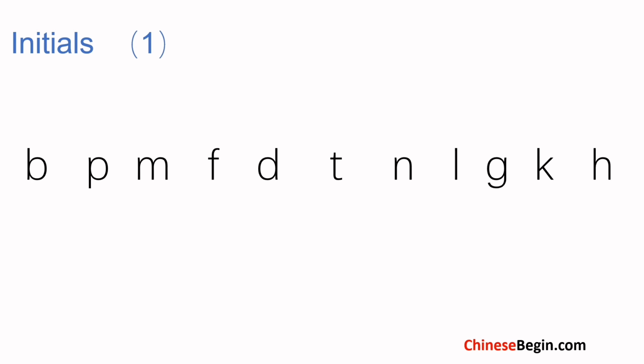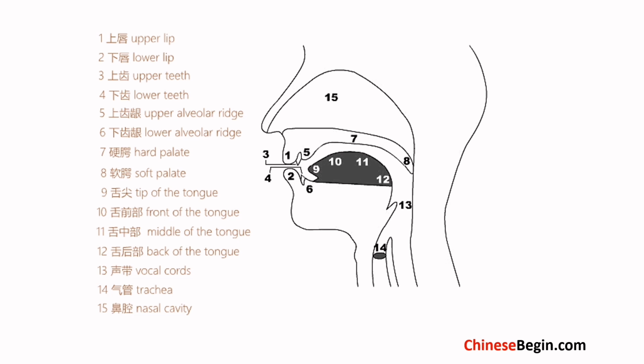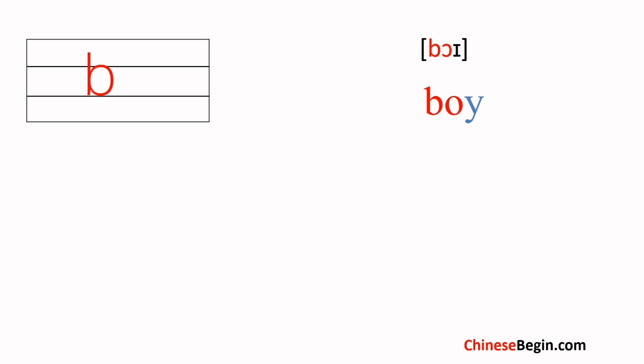Before we look at them one by one, let's look at organs of speech. There is no need to remember them, just need to know about them. When you can't find the position or pronunciation, you can use it to help you to pronounce initials and finals correctly. Then let's look at the first initial.